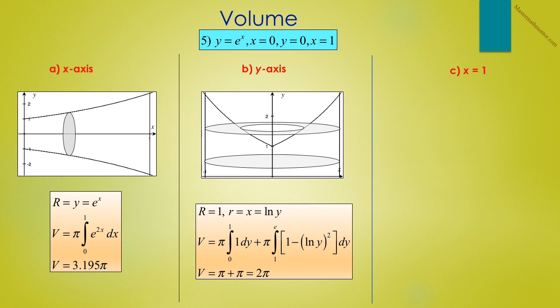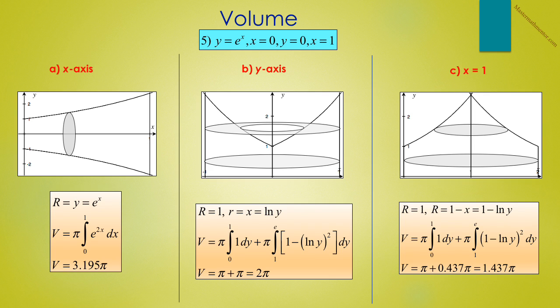Therefore, V equals pi integral from 0 to 1 of capital R squared, 1, dy, plus pi integral from 1 to e of 1 squared, minus the natural log of y squared, dy. And when you calculate each part, you get pi for each. And therefore your answer to this problem, interestingly enough, is exactly 2 pi.